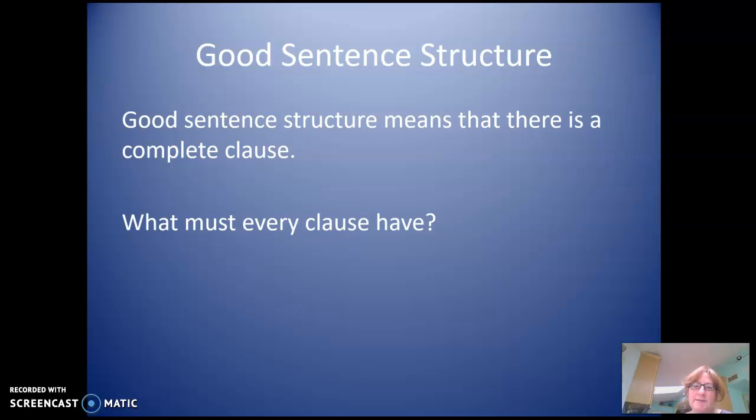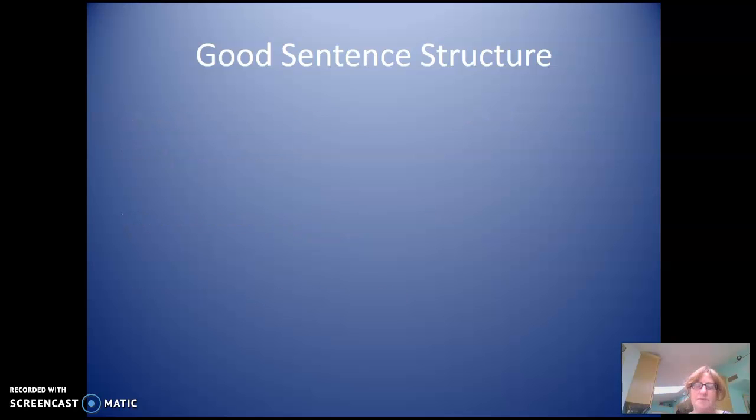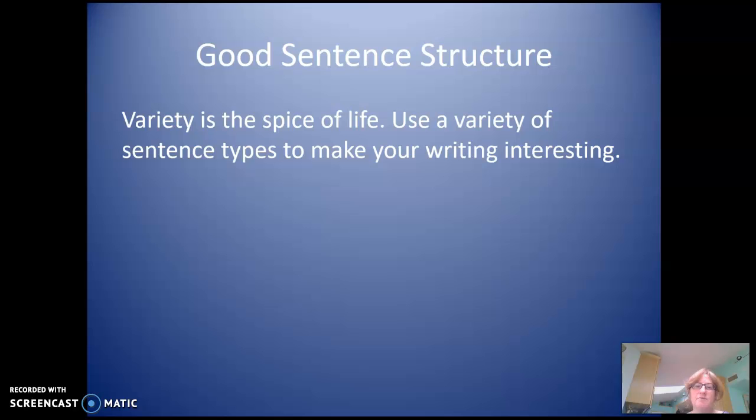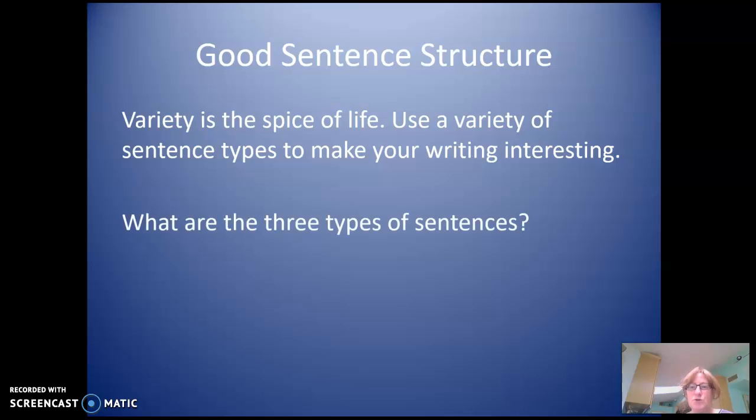So good structure means that there's a complete clause. And what must every clause have? A subject and a verb. But variety is the spice of life. Just like if you were cooking, you like to use lots of spices. Well, when we're writing, we like to use a variety of sentence types to make your writing interesting. What are the three types of sentences?